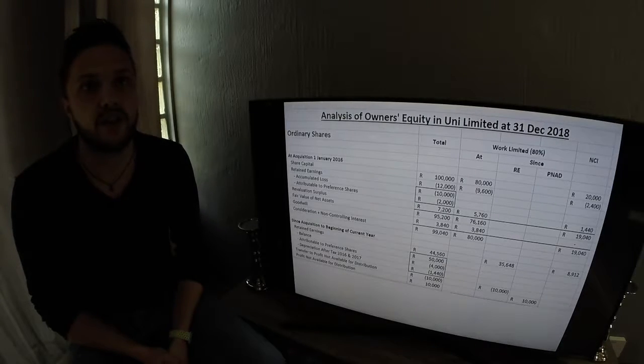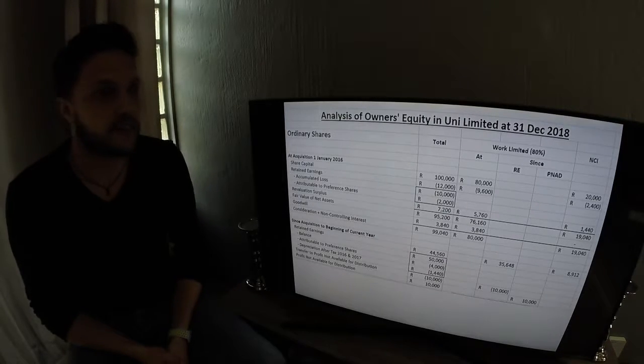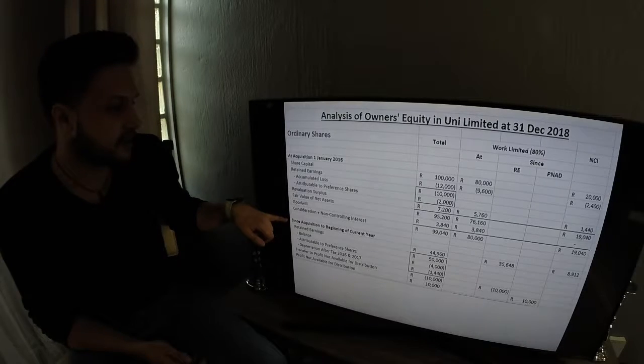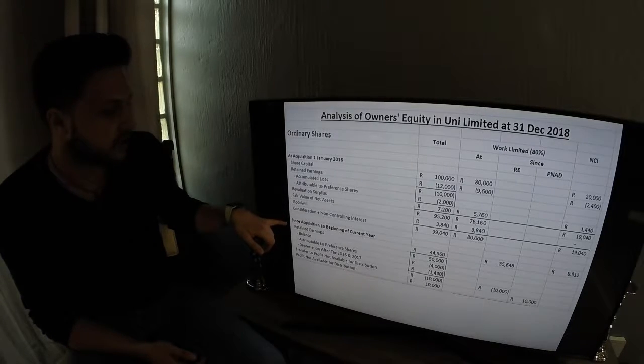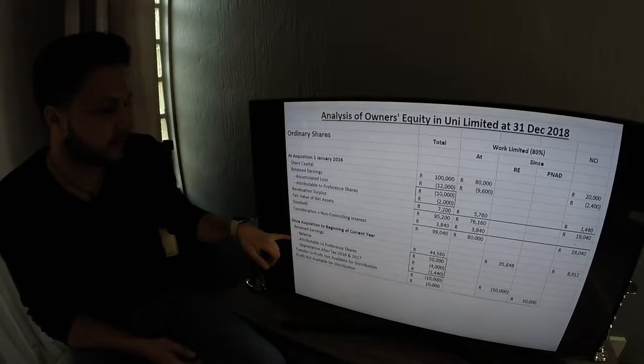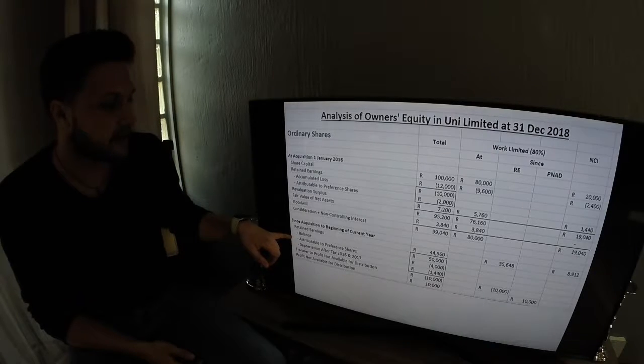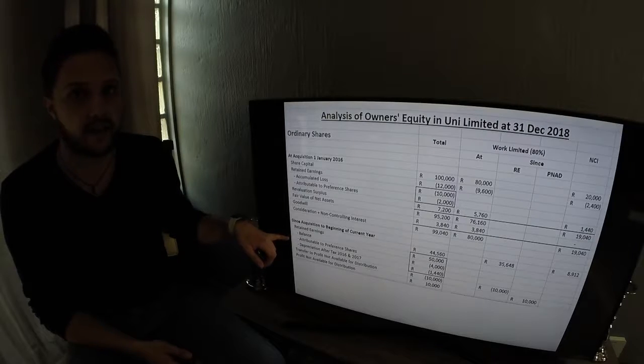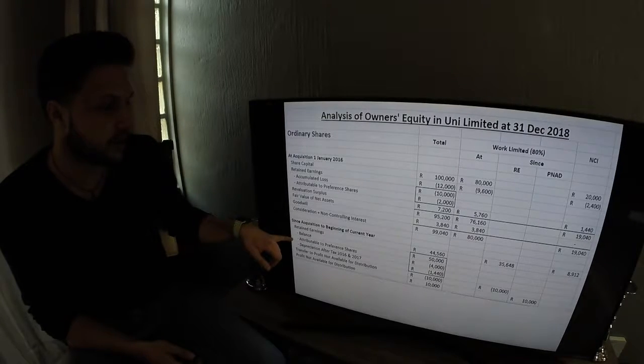Okay, so next we're going to move on to explaining the changes within the since acquisition to the beginning of the current year and the current year sections. Starting with the since acquisition to the beginning of the current year, to work out our retained earnings, we have a few changes in there. We've got our attributable to preference shares. As these shareholders will have preference over any other shareholders, we need to deduct it now from our retained earnings.